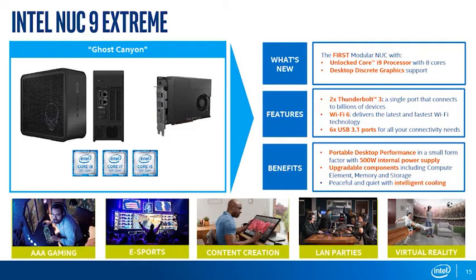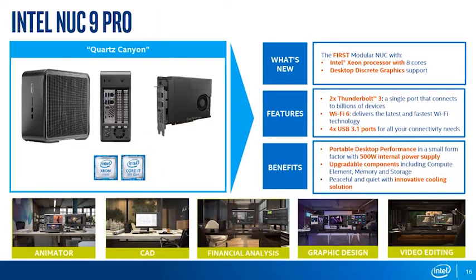And it can be the heart of the systems named NUC 9 Extreme, code name Ghost Canyon. The second one is code name Quartz Canyon, NUC 9 Pro. And this is a small form factor workstation. You can find 2 products here. The first is based on the Core i7, and the second is based on the Xeon CPU.